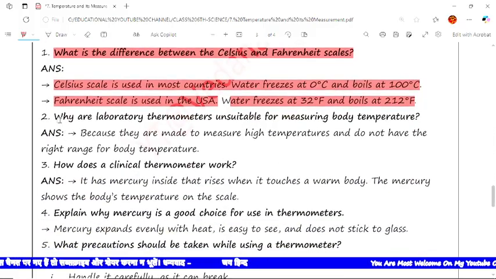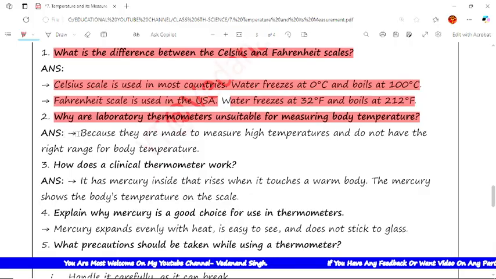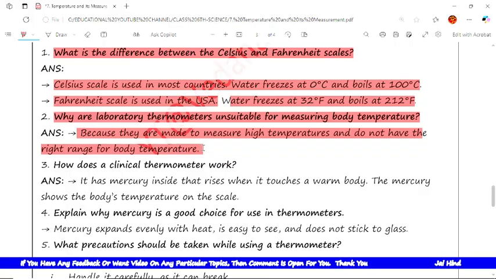Now the next is: why is a laboratory thermometer unsuitable for measuring body temperature? The reason is that it is made to measure high temperatures and does not have the right range for body temperature. Generally a laboratory thermometer is made for measuring high temperatures. That's why it is not suitable for measuring body temperature, because our maximum body temperature is lower than the temperature used in the laboratory.